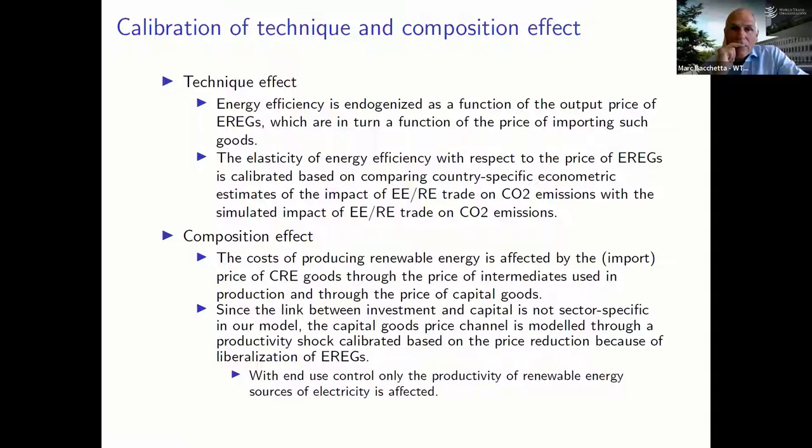With regard to the composition effect, the cost of producing renewable energy is affected by the import price of CRE goods, clean and renewable energy goods, through the price of intermediates used in production and through the price of capital goods. However, since the link between investment and capital is not sector specific in our model, the capital goods price channel is modeled through a productivity shock, which is calibrated based on the price reduction because of the liberalization of energy-related environmental goods. We have both a scenario with and one without end-use control. With end-use control, only the productivity of renewable energy sources of electricity is affected.